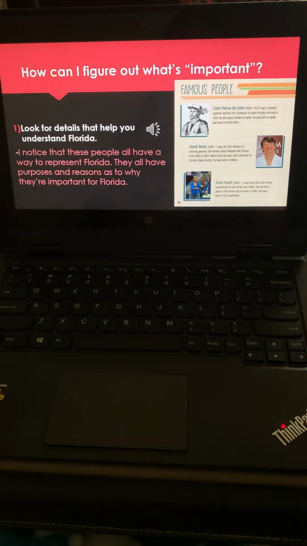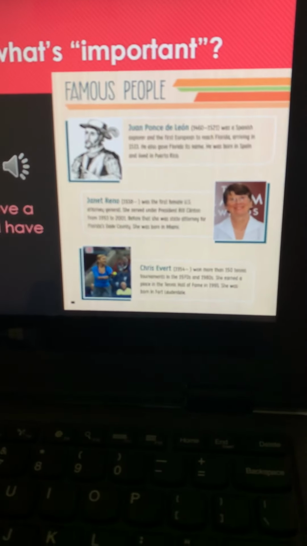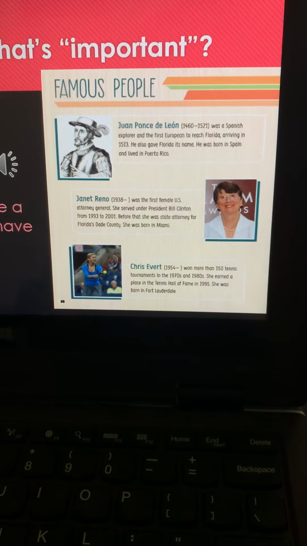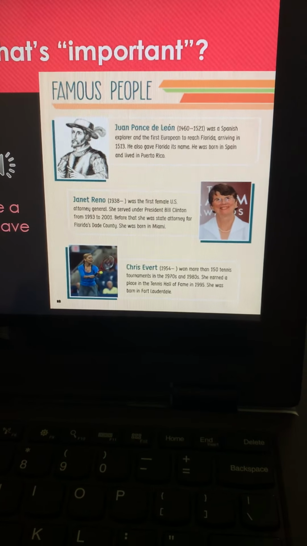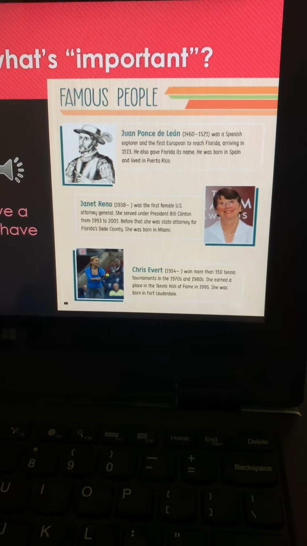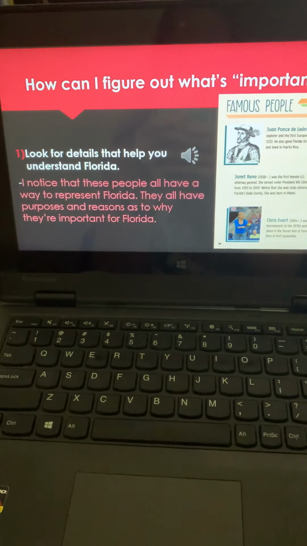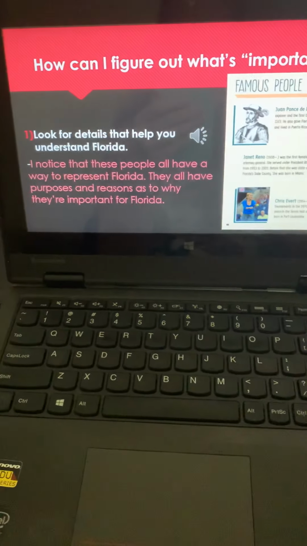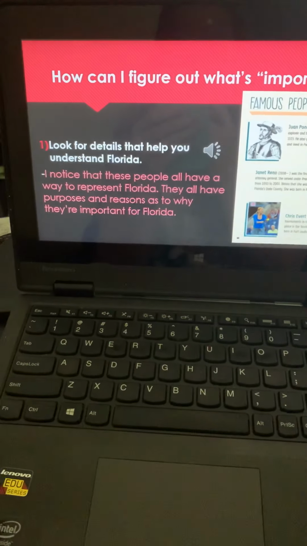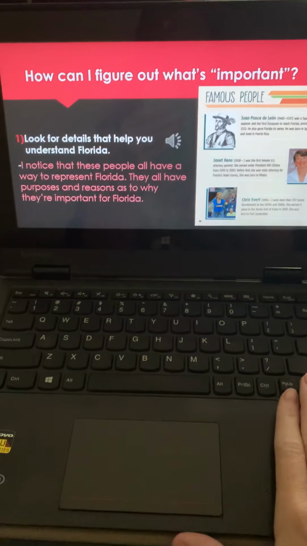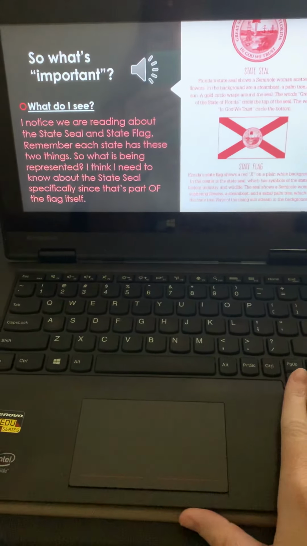So this one's kind of neat because it starts to give you all the important people, and I only copied the first page of it, but you read about Juan Ponce de Leon, Janet Reno, Chris Evert, and what I'm starting to notice is that there are some really important people that represent Florida in different ways. So these are just 3 of the 6 that you'll find out about, okay?